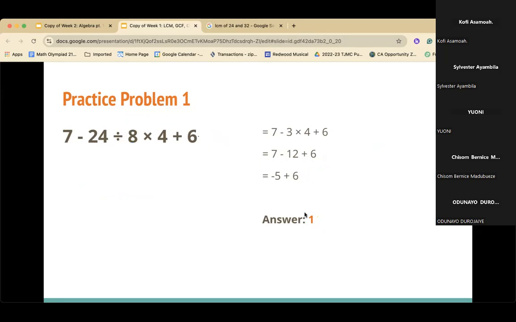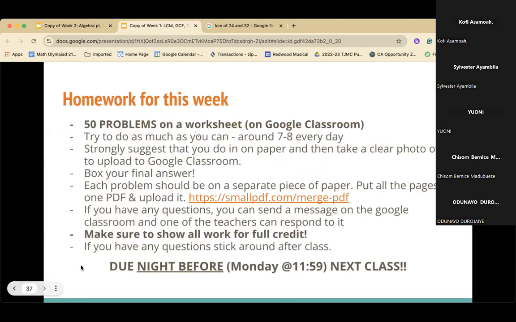Okay, so I'm just going to quickly go over the homework now. Homework for this week, I will post 50 problems on a worksheet in Google Classroom. You can definitely work out these problems on paper. Just make sure when you submit it, you submit all of them together if possible. If not possible, that's okay. Just try to do the problems on the worksheet I give you on Google Classroom, and then upload it.